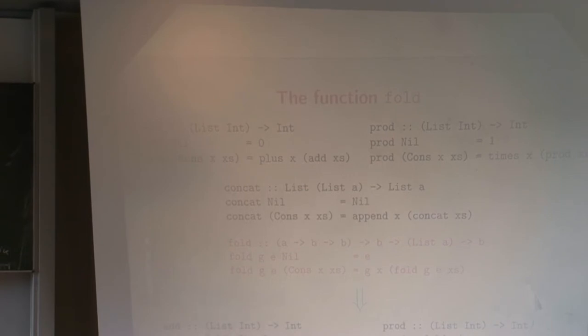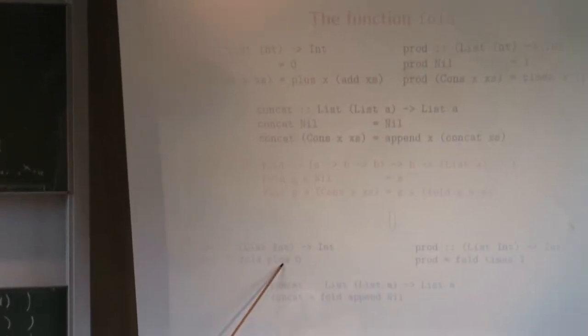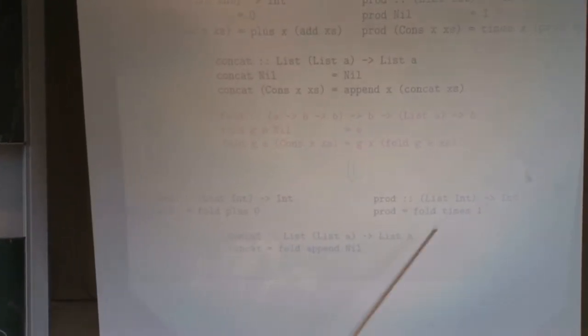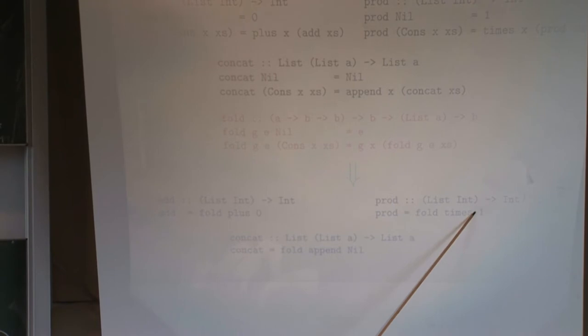So in other words, this means add does the following thing. It replaces the constructor cons by plus, and it replaces the constructor nil by 0. And here prod replaces the constructor cons by times, and constructor nil by 1. So that's what this means.